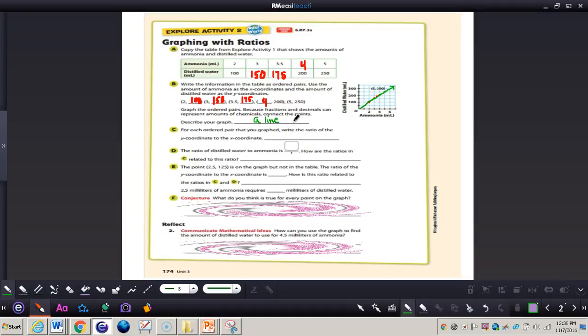Now let's take a look at letter C. It says for each ordered pair that you graphed, write the ratio of the y coordinate to the x coordinate. So since they're asking from y to x, we start with distilled water, and then we have ammonia. So y to x, we can see is 100 to 2. Let's write this together. We also have 150 to 3. We have 175 to 3.5. We have 200 to 4. And we have 250 to 5.